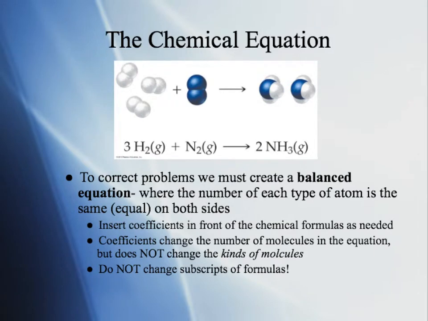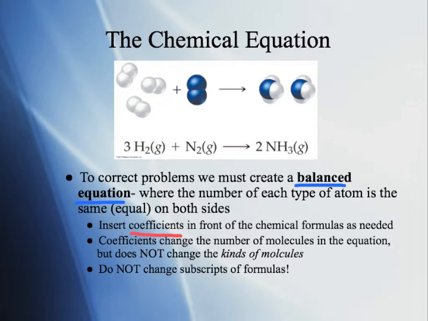All right, so this slide basically summarizes what I was just explaining in the last one. To correct any problems where we write down the chemical formulas for the products and the reactants, and we somehow, like we saw, didn't have enough of one atom or had too many of another, we need to correct those problems by creating a balanced equation, where the number of each type of atom is the same on both sides. So like I said, we are only going to mess with those coefficients in front of the chemical formulas, as needed.